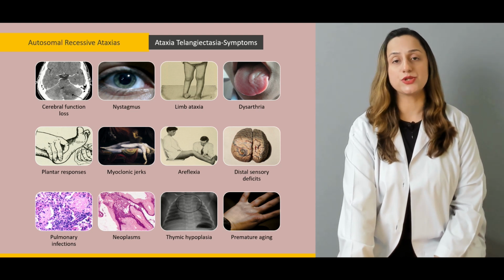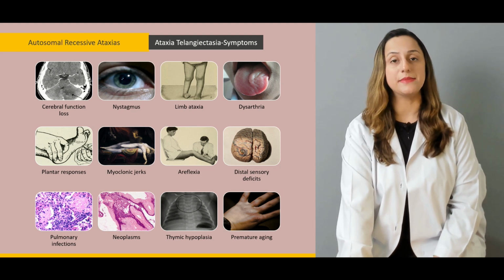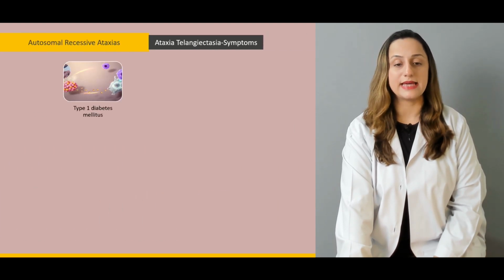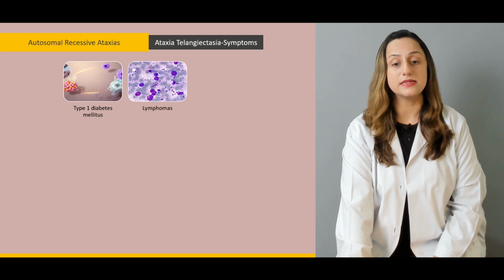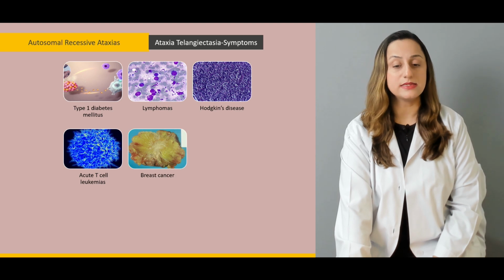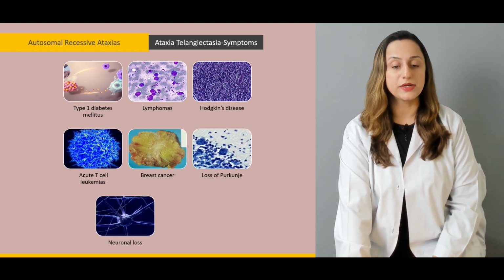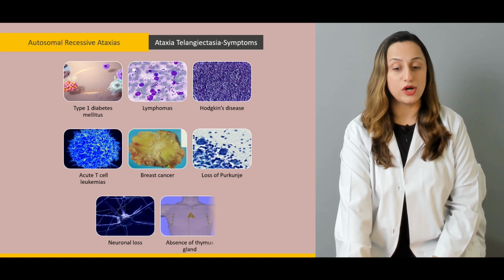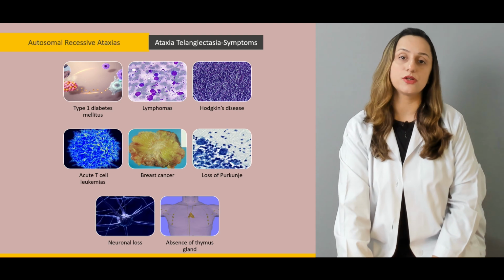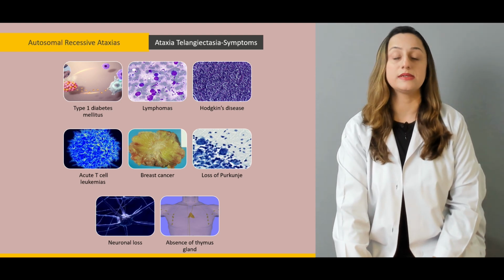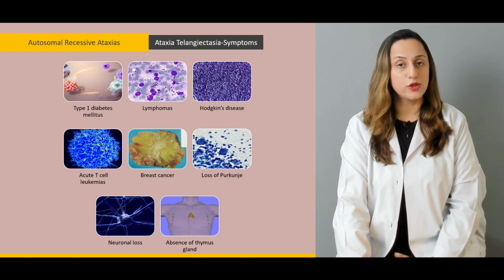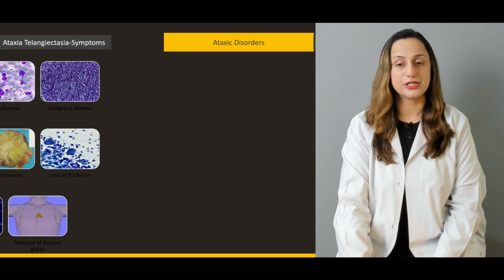The patient is also going to suffer from premature aging. When you examine the skin of such patients, you're going to notice these signs. Type 1 diabetes mellitus, lymphomas, Hodgkin's disease, acute T-cell leukemias, breast cancers, loss of Purkinje cells and neuronal loss. It is also associated with the absence of the thymus gland. So this is again a group of symptoms that is associated with it, and basically the patients are more prone to the development of all of these particular conditions.